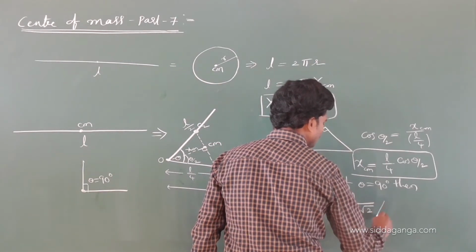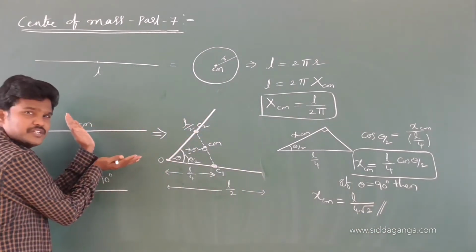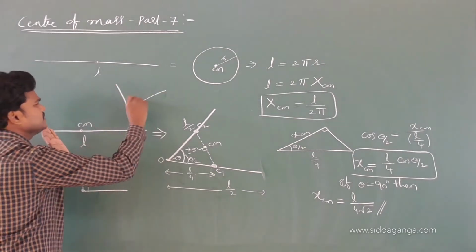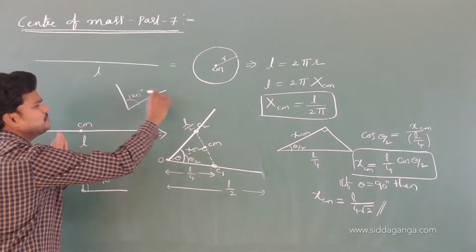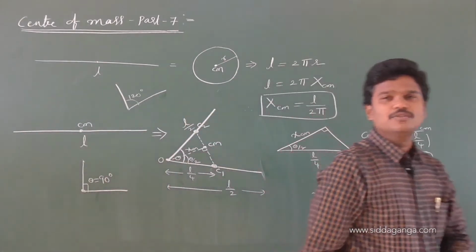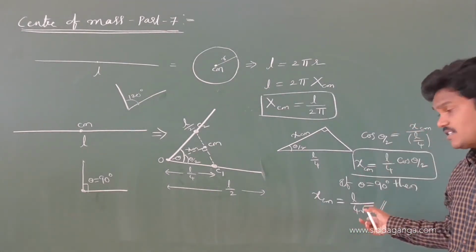1 by root 2 means L by root 2. If they bend some 120 degrees, these two parts will look like this, something like 120 degrees. Substitute 120 degrees, 120 by 2 is 60. So L by 8 you will get. Cos 60 is 1 by 2, and 1 by 4 is there.